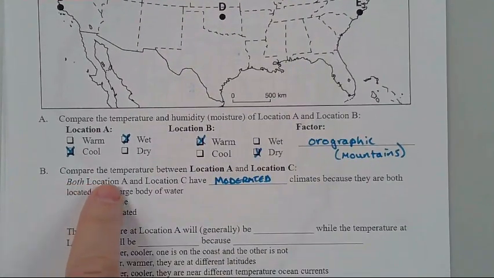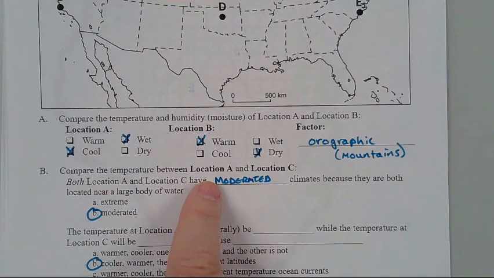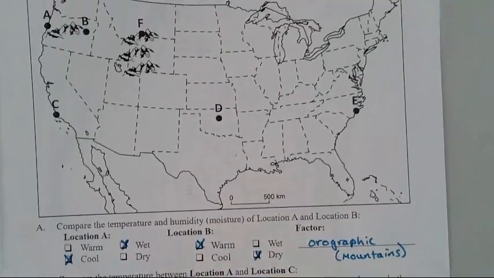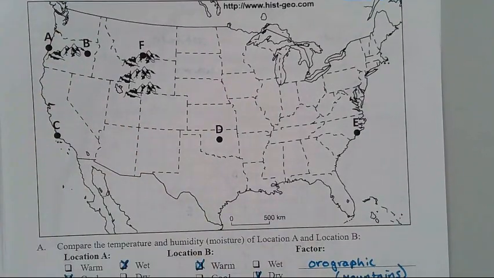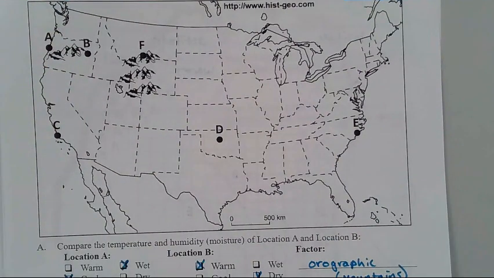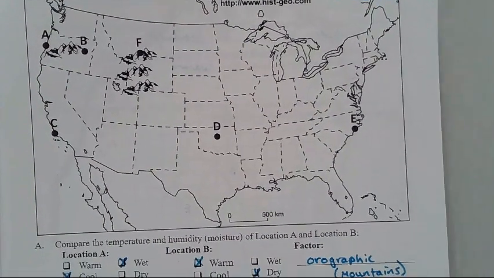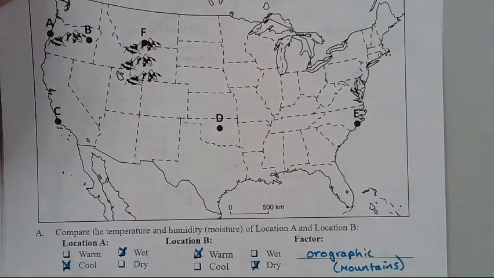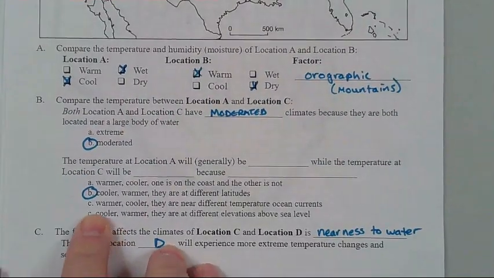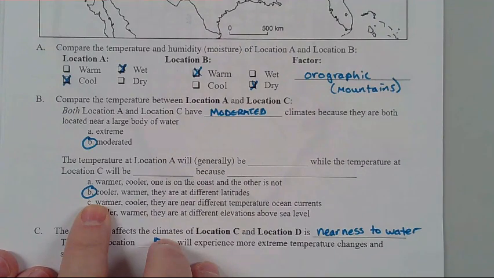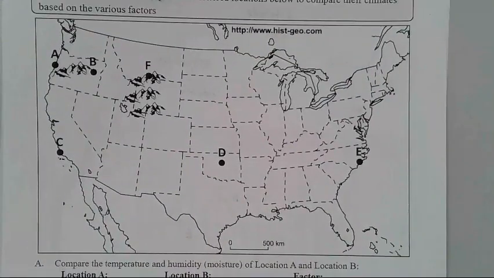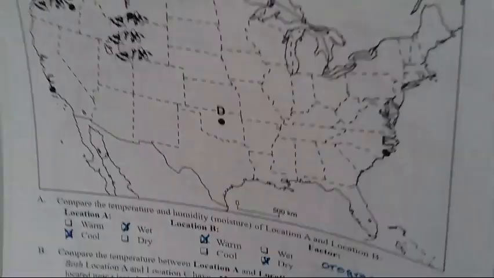Question B, compare the temperature between location A and C. A and C are both on the coast, so their temperatures are moderated because of the nearness to ocean water. The correct answer at the bottom would be B: location A is generally cooler and C is warmer because A is at a higher latitude.